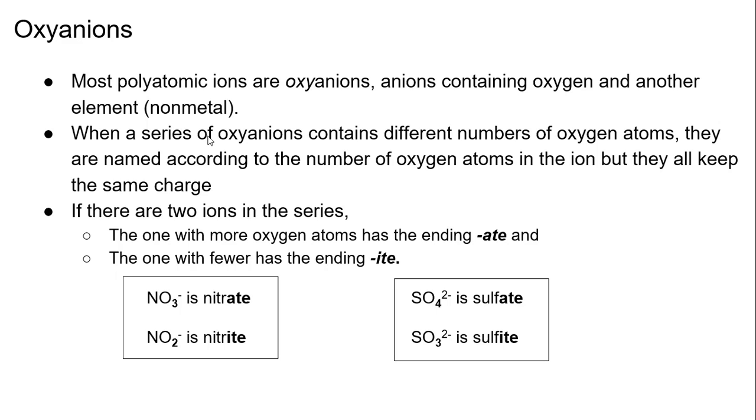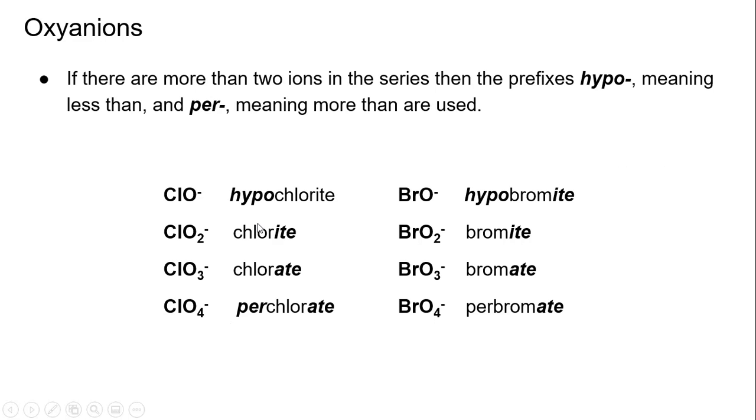If there are two ions in the series, the one with more oxygen atoms ends in ate, and the one with fewer ends in ite. So you can see again, if we go back here, sulfate, the ate ending, has 4, and the ite ending has 3. So if you ever hear sulfate, you should know that that's the one with the most, and sulfite has the least between those, nitrate and nitrite.